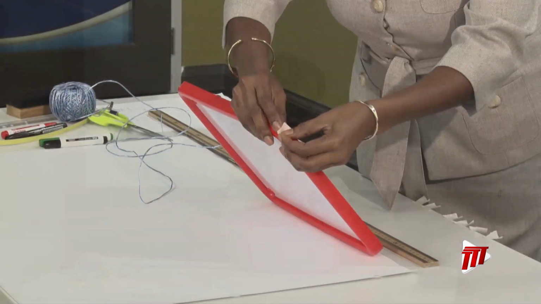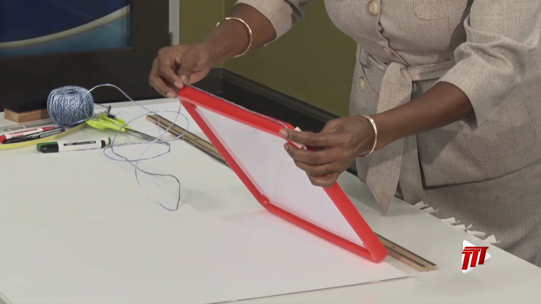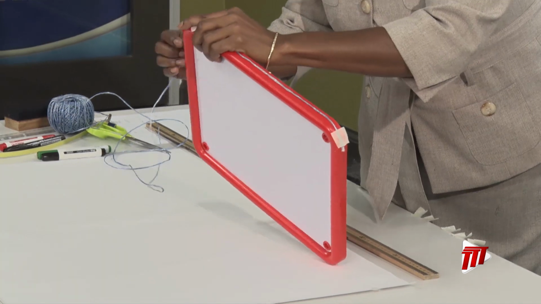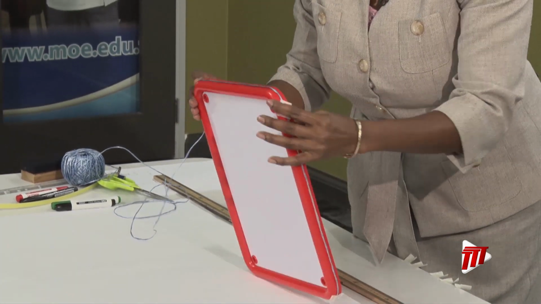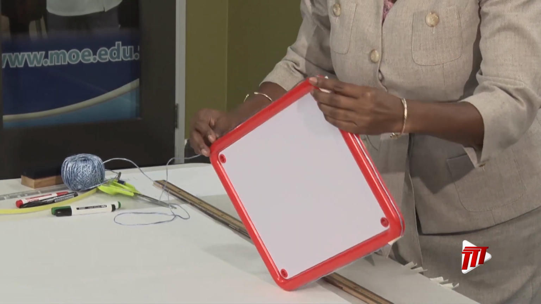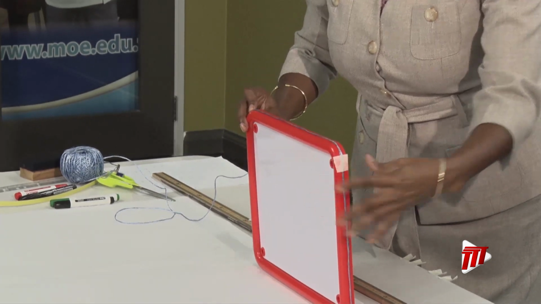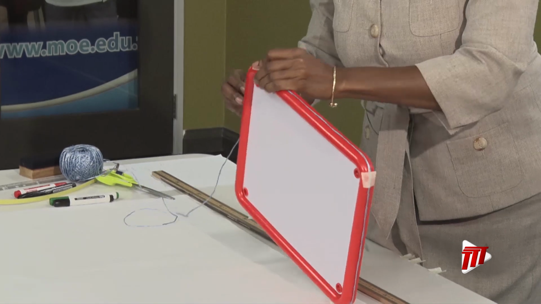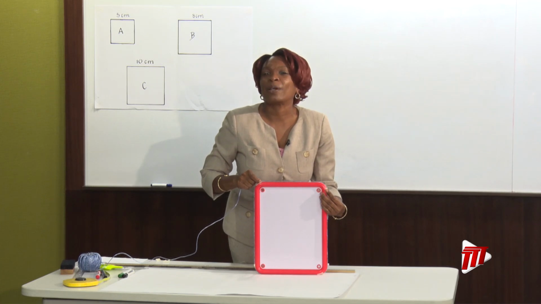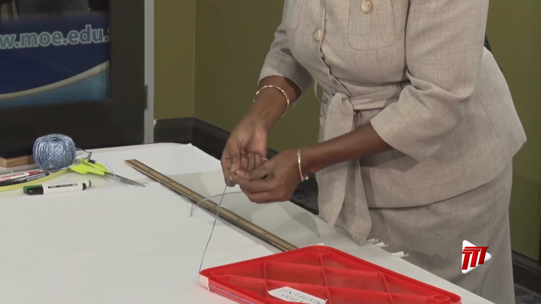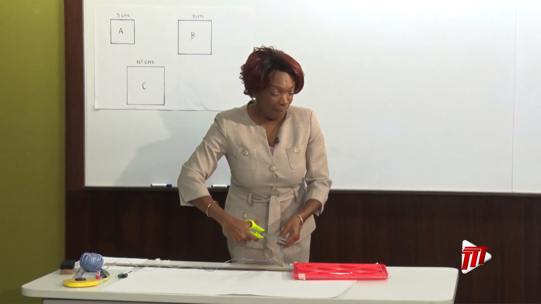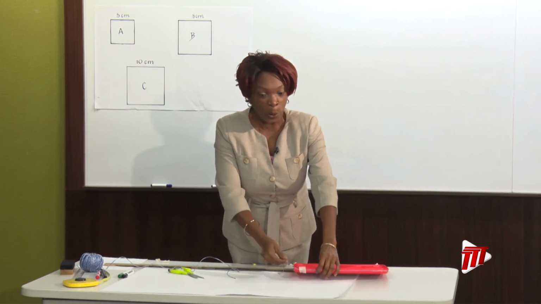I'm just going to put the tape to hold it in place. All around the edge. That's what we're looking at with perimeter. The edge. Going straight down until the string meets here. Now that the two ends have met, I am going to cut it. After cutting it, I am going to use my meter rule to see the perimeter of my board.